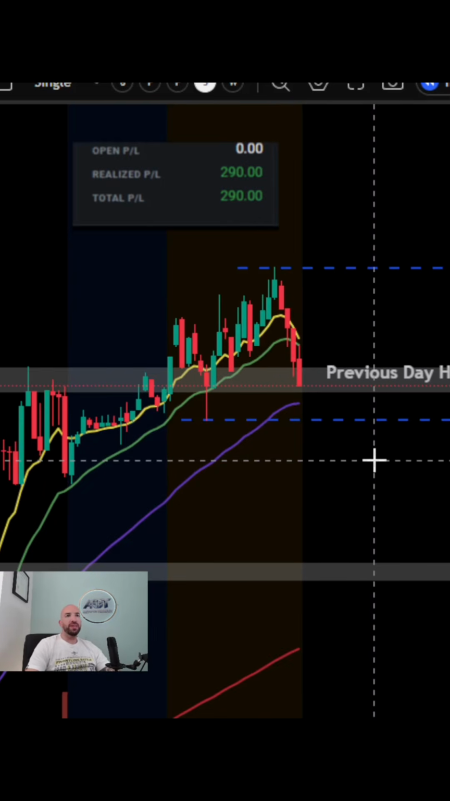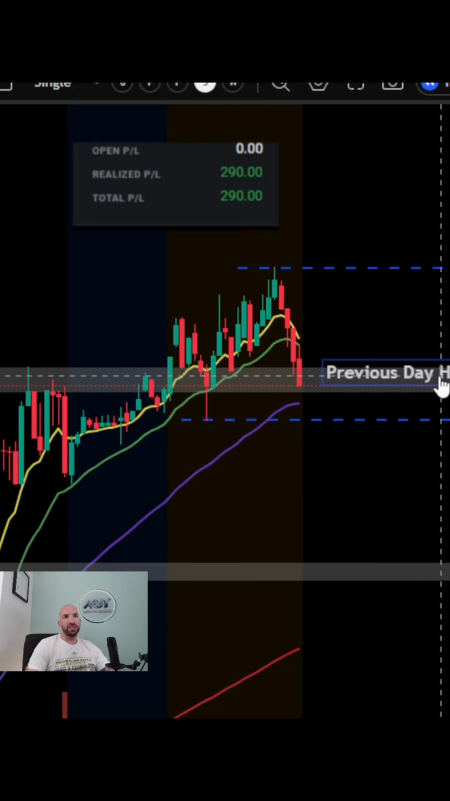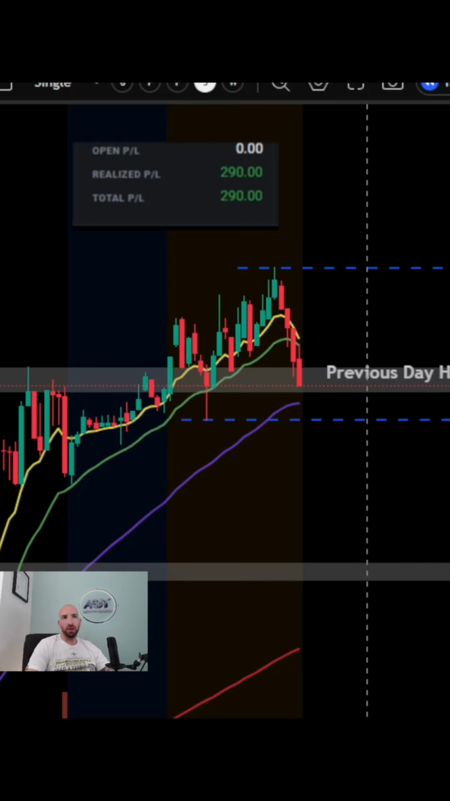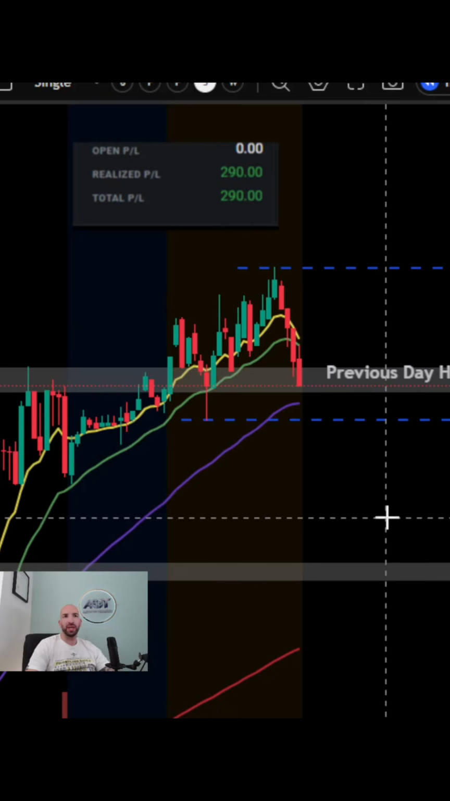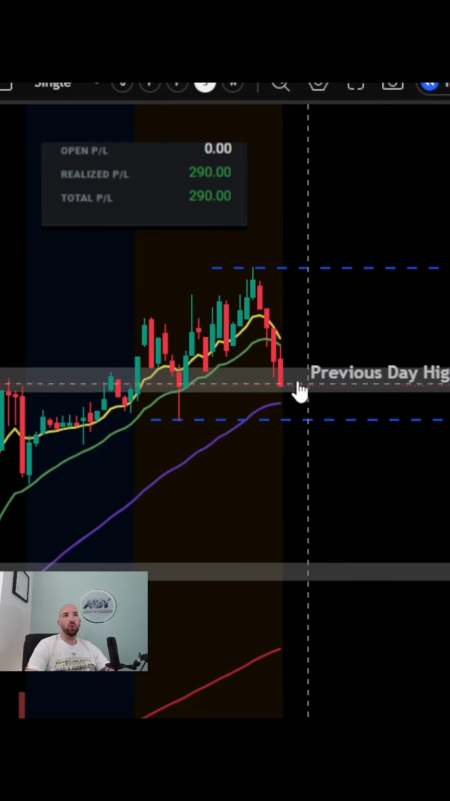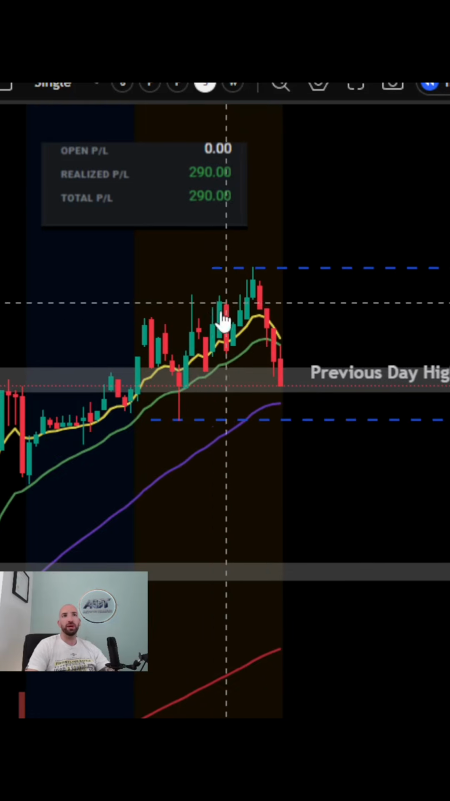So every day when I come to the market, I mark my previous day high zone, my pre-market low, and my pre-market high, and my previous day low. And based on where I wake up in the morning, I know exactly what sort of setup I'm going to be taking. So you can see here today, we woke up and in the pre-market, we're hovering above previous day high.